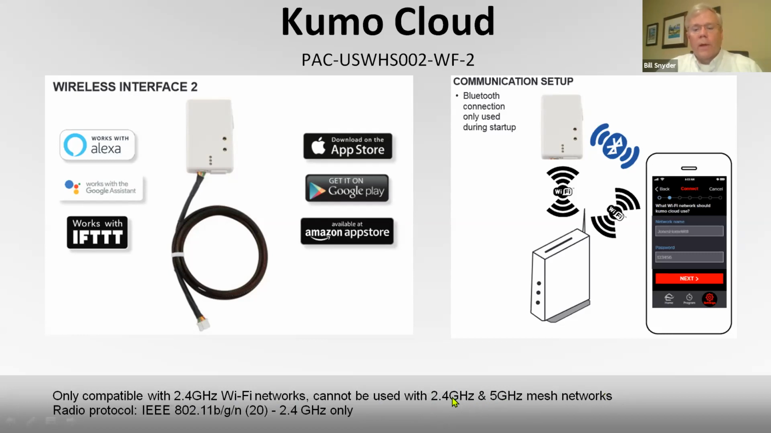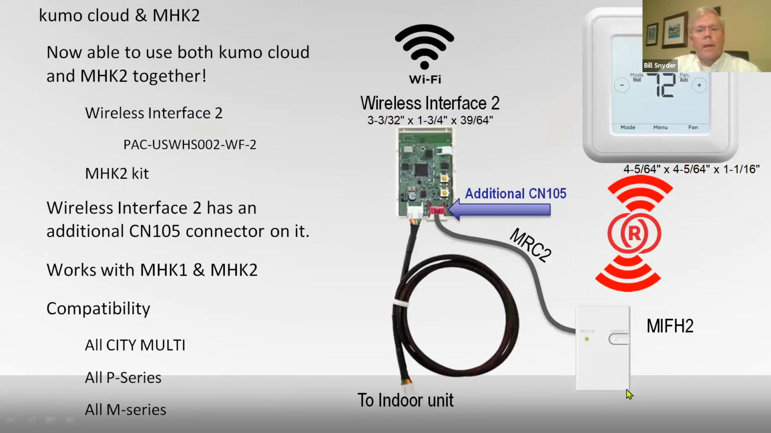If they have this and they want to add all these to their indoor heads, they're going to have to buy a new Wi-Fi router that's 2.4 gigahertz. They're very inexpensive for a little router. Just make it a dedicated router if you're going to use this. Pretty easy to set up here.